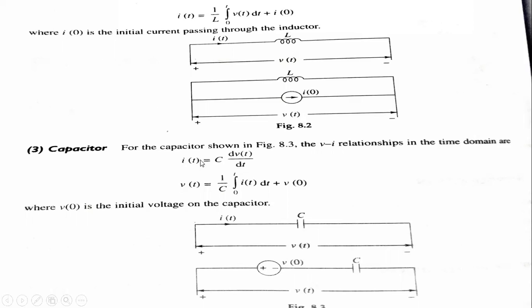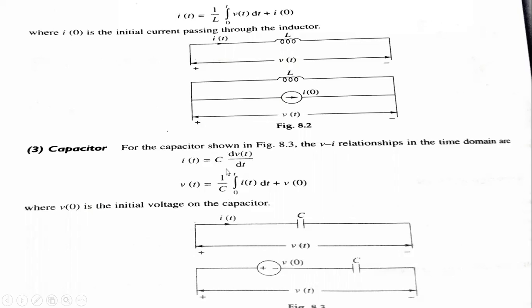Already you have studied these basic concepts. Because V equals IR, I equals V by R. Instead of R, there will be either L or C, depending on the integral or derivative form. So I of t will be C into dV by dt. Whenever the current is flowing in the capacitor, we are interested to take the voltage drop across that capacitor. Now, if I am going to write V of t separately, here C will go to the denominator.